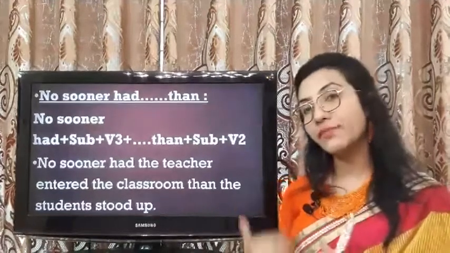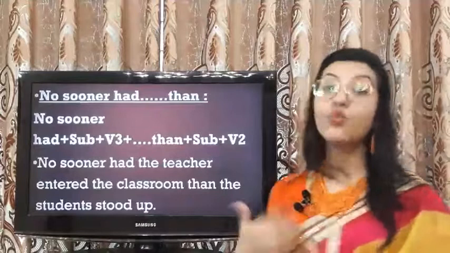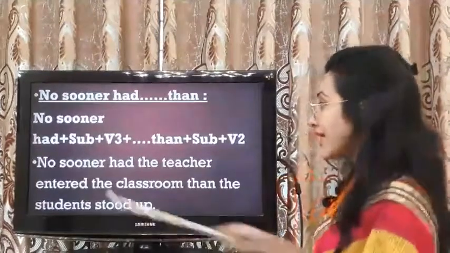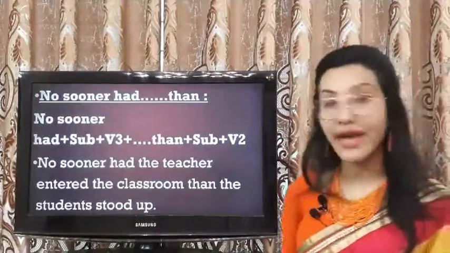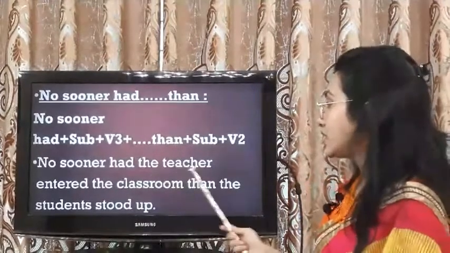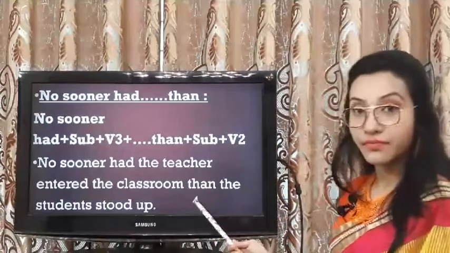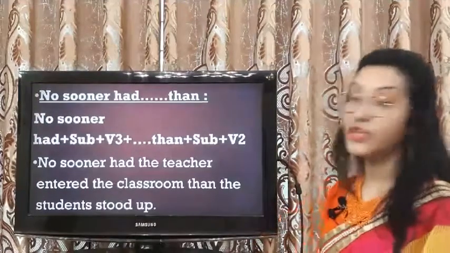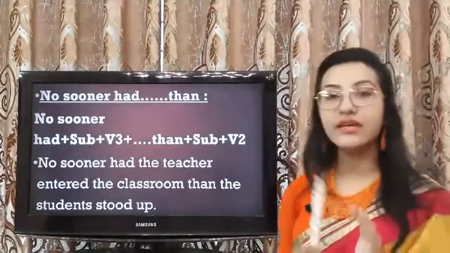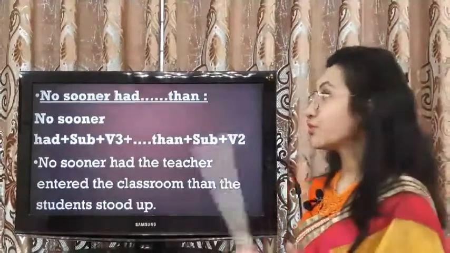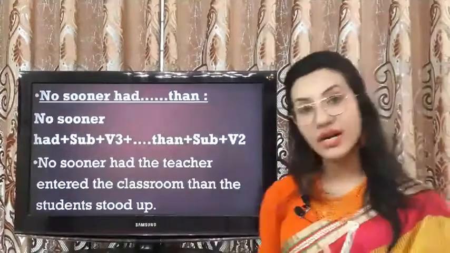শিক্ষক ক্লাসে প্রবেশ করার সাথে সাথে, প্রবেশ করা মাত্রই ছাত্ররা কি করেছে? উঠে দাঁড়িয়েছে। So if you had a gap here in place of no sooner had, we could still do it. Why? Because we see there is a subject, then V3, then, and again a subject and V2. Since we have V3 and V2, we understand what we have to follow here, what we have to put here. We have to use no sooner had.